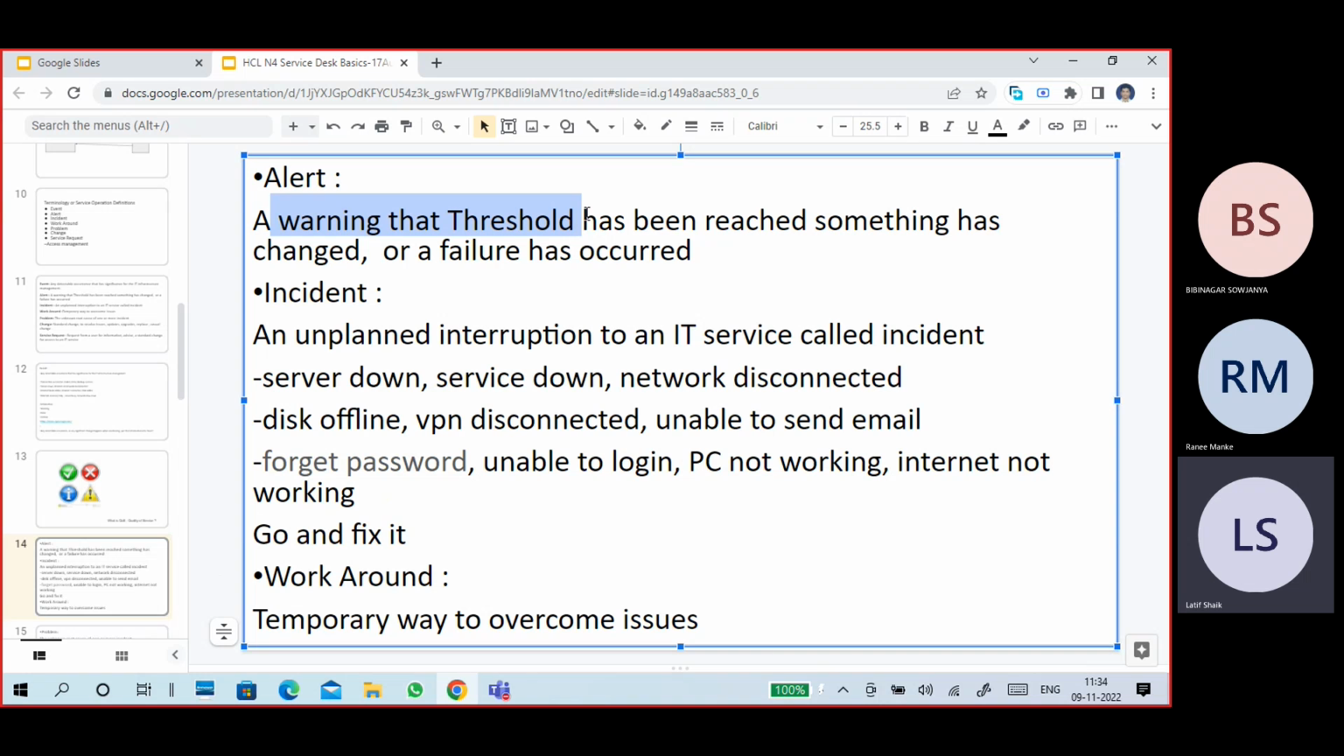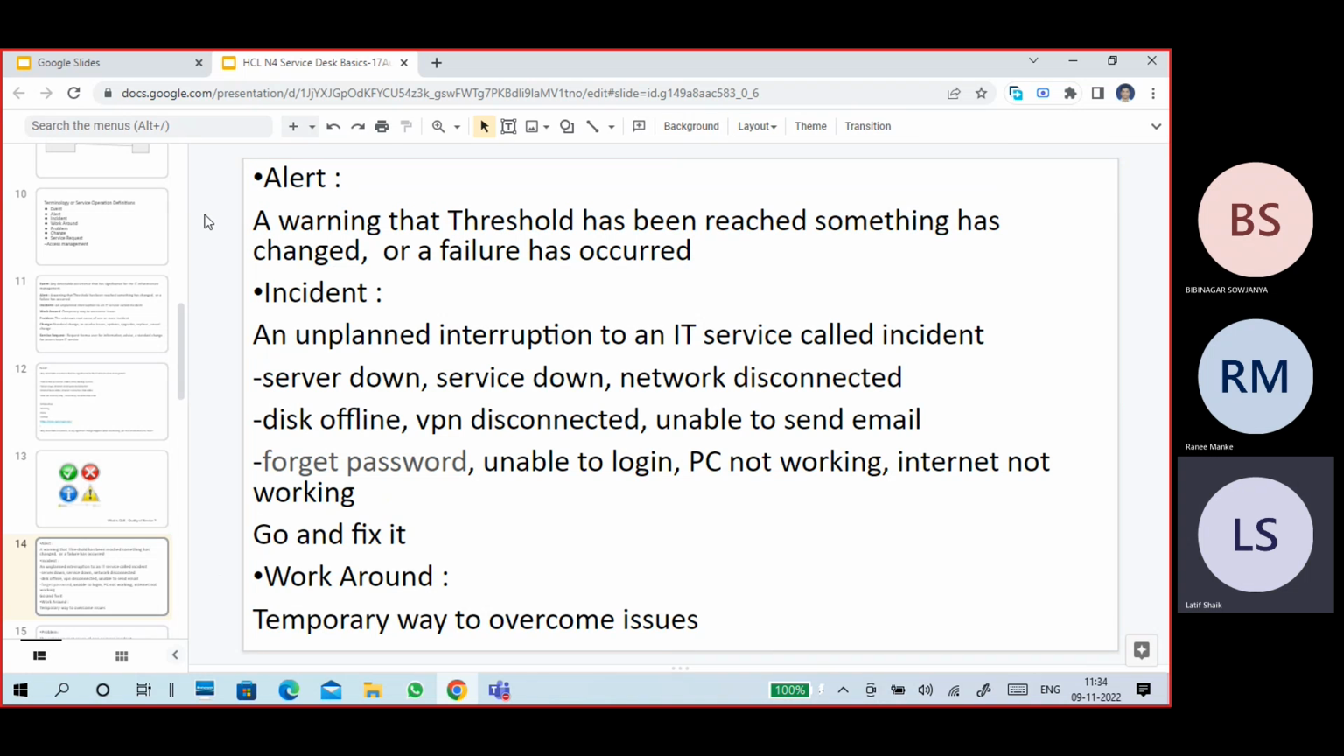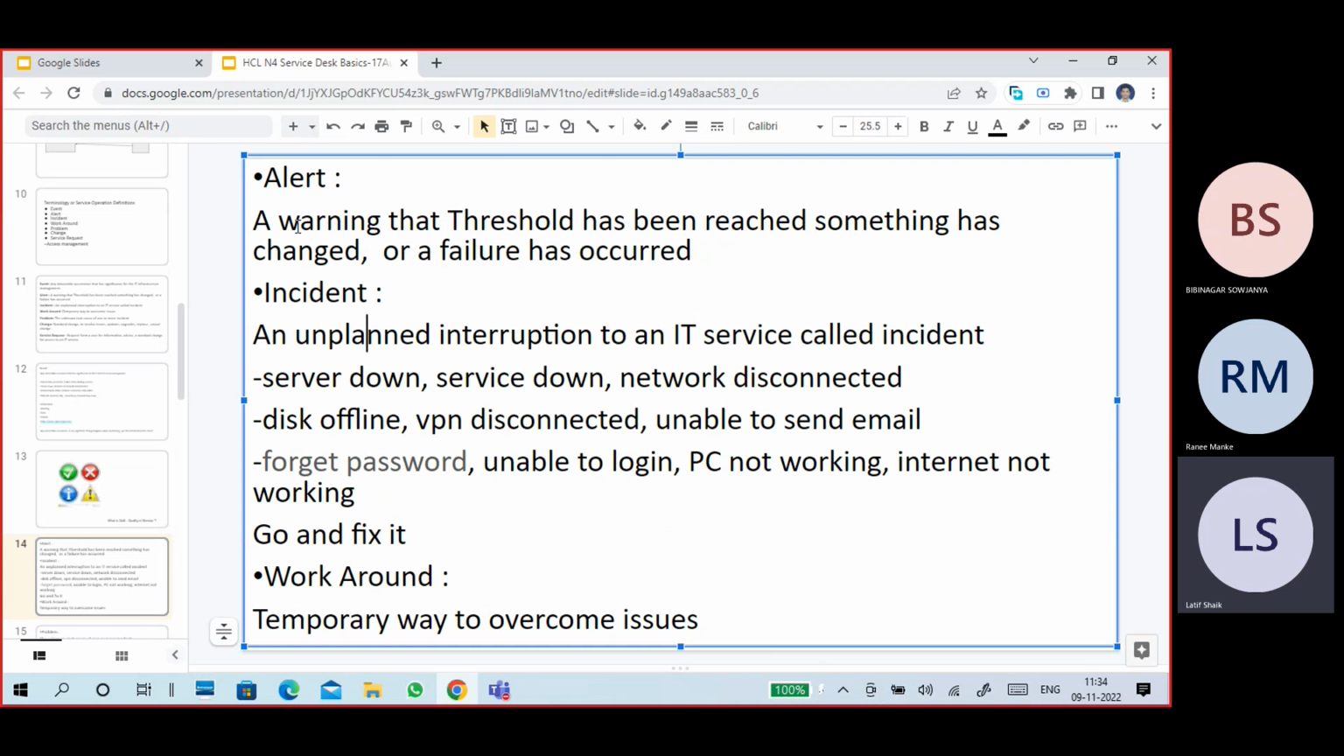A warning that a threshold has been reached or something has changed or a failure has occurred means an event has occurred, a success, a failure, or a warning. So the alerting system will tell, it is an alarm, telling something has happened. This is an issue. These are the good things, and the bad things are in different symbols and different colors, so we can easily understand. Generally, any warning or failure, we have to immediately consider as an incident from the event management system, alerting system or monitoring system.